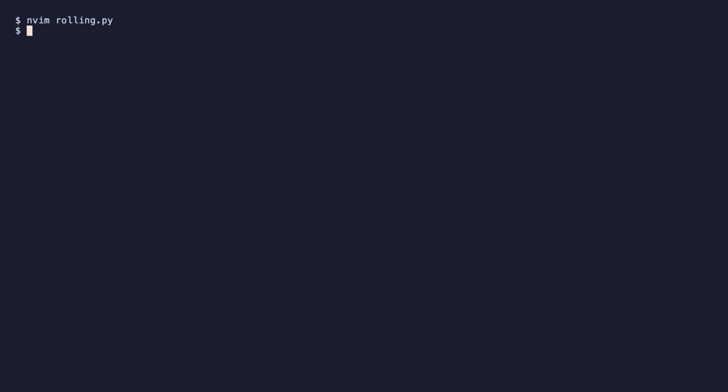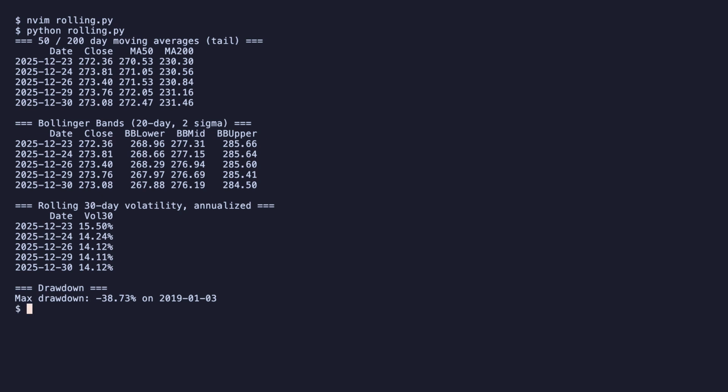Moving averages. Apple in the 270s. MA50 catching up at 272. MA200 still climbing. Bollinger Bands. Close inside the band. Lower 268, upper 285. Volatility around 14% annualized. Drawdown. Minus 38% on January 3, 2019.